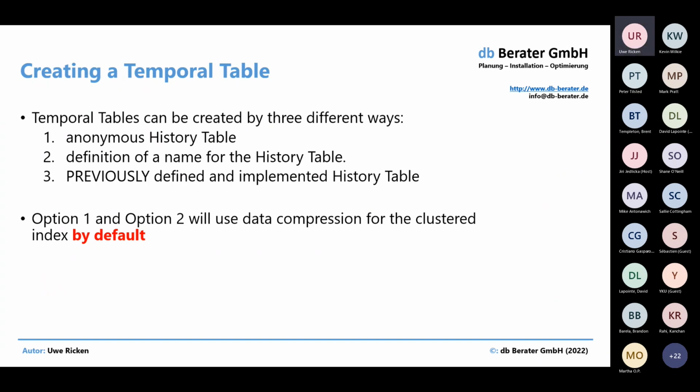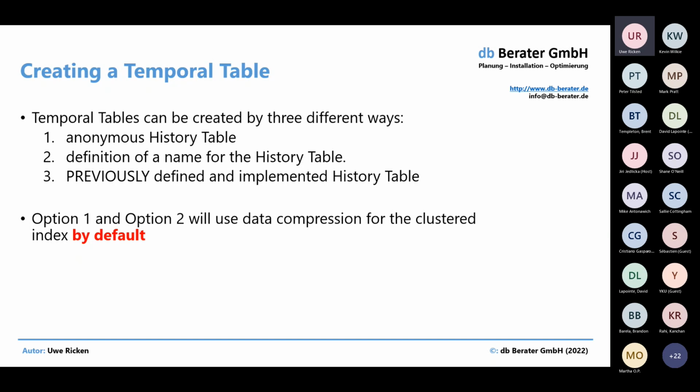So the definition of a name for a history table makes more sense. Here comes the good point. If you say, please create the temporal table, and I give the name for the history table, and if it does not exist, then it gets created automatically for you. That's the easiest way, and you have the good thing that you do not use anonymous tables, and you have a named table which gets created automatically. You do not have to make sure that the metadata are exactly the same.